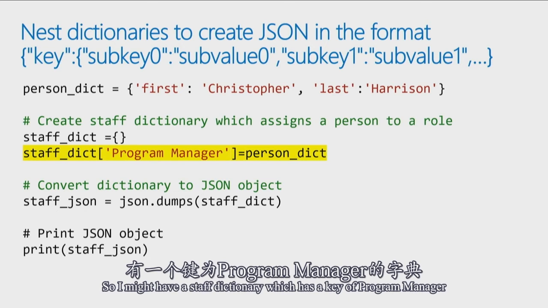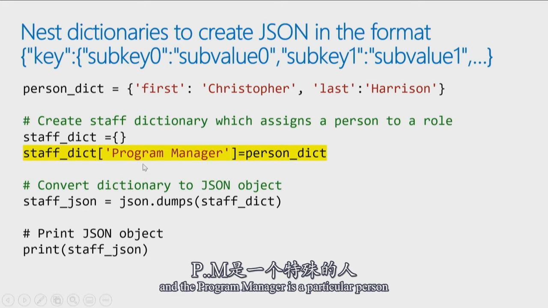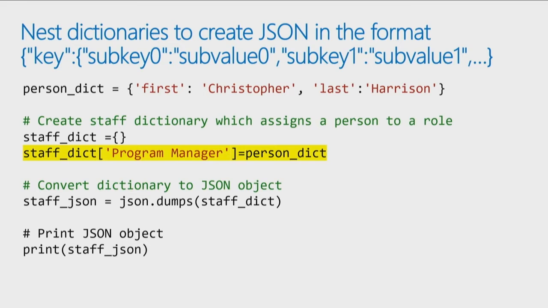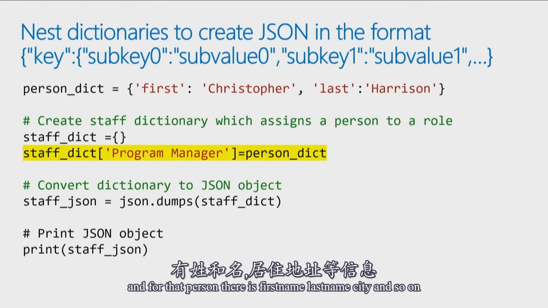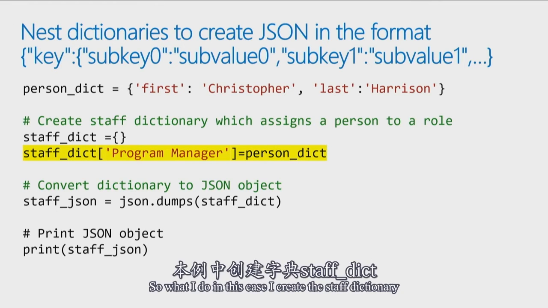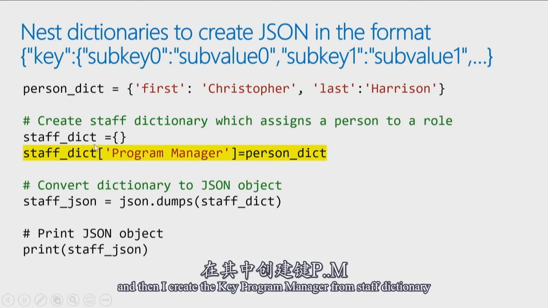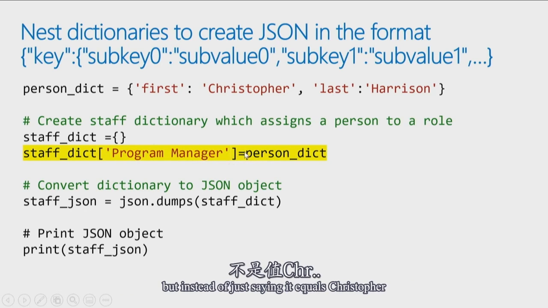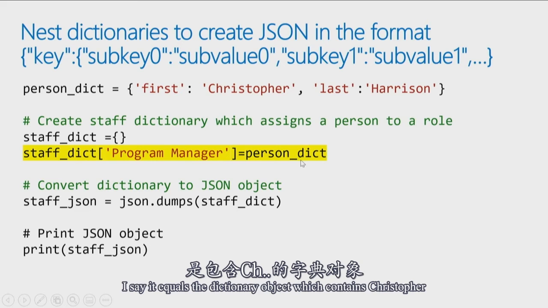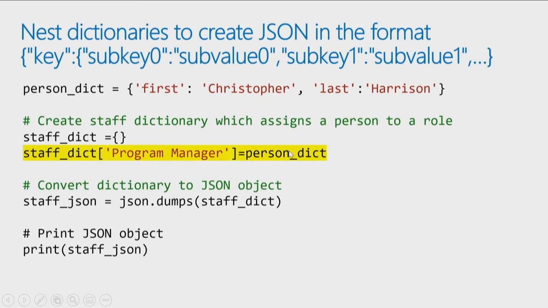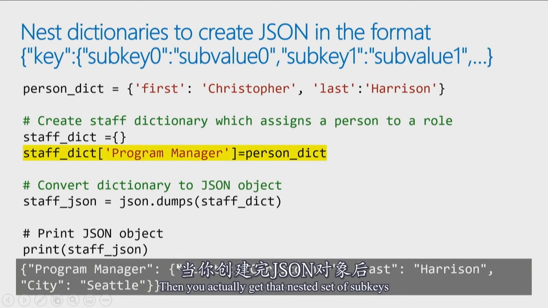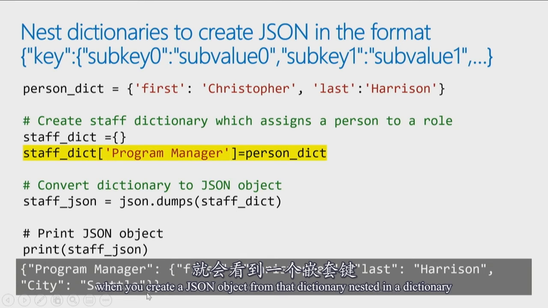So I might have a staff dictionary, which has a key of program manager. And the program manager is a particular person. And for that person, there is first name, last name, city, and so on. So what I do in this case is I create this staff dictionary. And then I create the key program manager for staff dictionary, but instead of just saying it equals Christopher, I say it equals the dictionary object, which contains Christopher. And then you actually get that nested set of subkeys when you create a JSON object from that dictionary nested in a dictionary.